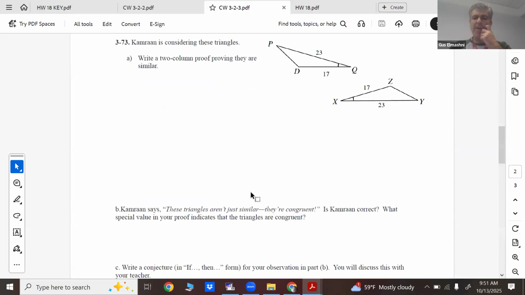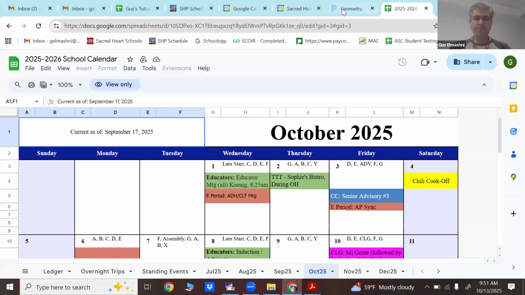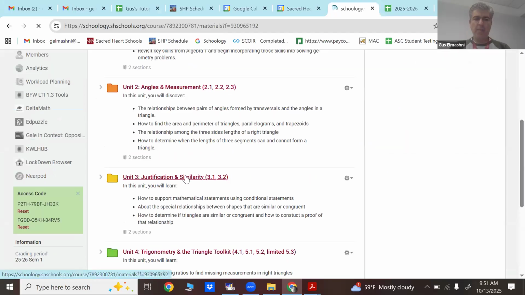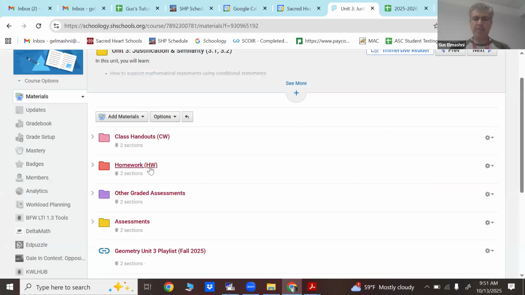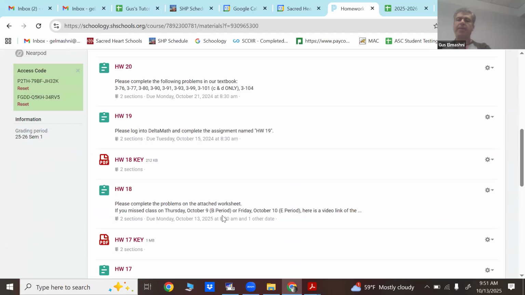After we finish this, I don't know if we have homework for this topic. Maybe we do have to look. Oh, there's a Delta Math. Okay, so I need to get that from Mr. Davidson. So it'll be a Delta Math.